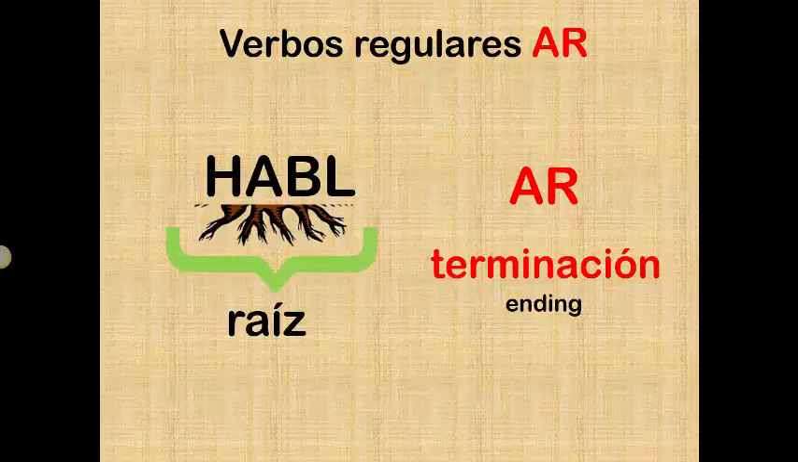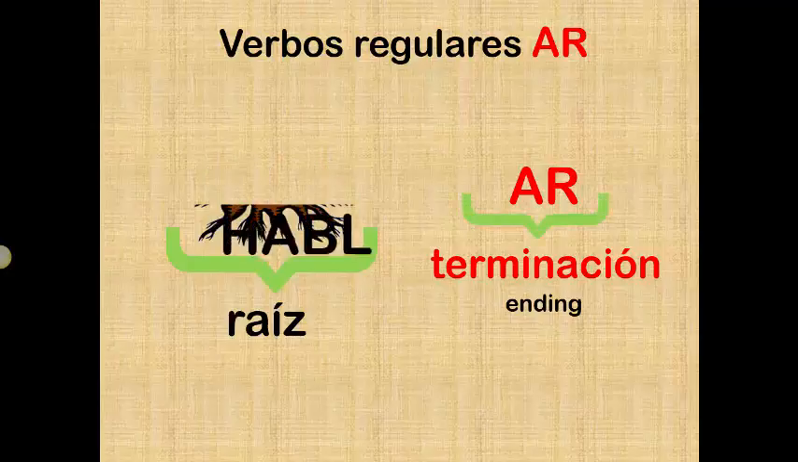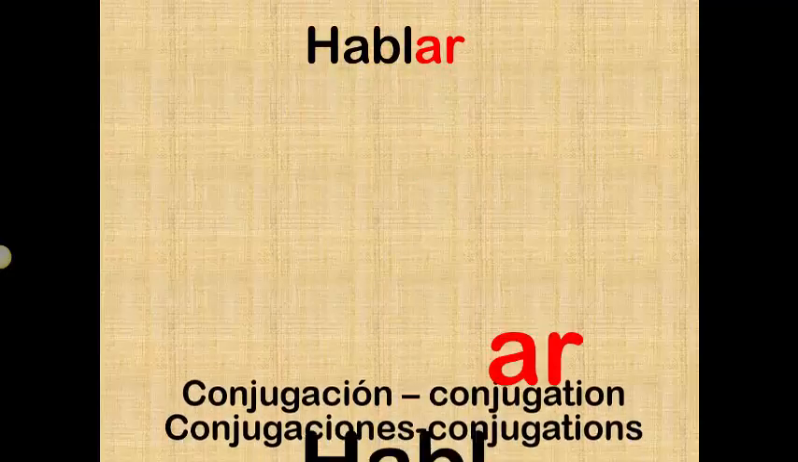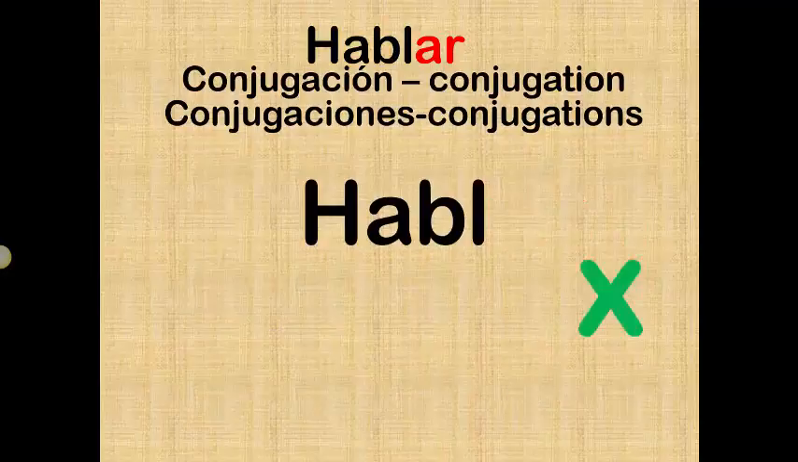So for hablar, the root or la raíz would be habl, and the terminación would be ar. And what's happening when we conjugate these verbs is that the root will stay the same, but the ending is going to change, and it'll change according to who you are talking to, or who you're talking about, and that is actually putting the verb into action. So hablar: habl, and then ar, and so what we've got here are the conjugations.